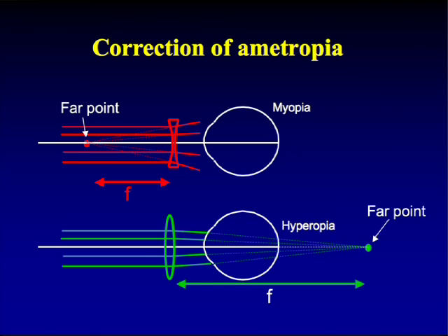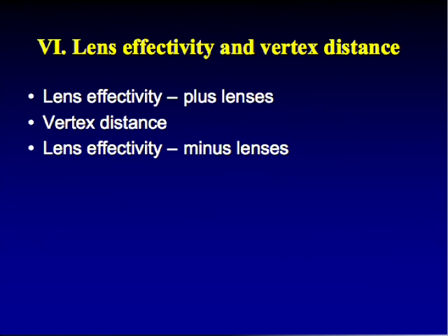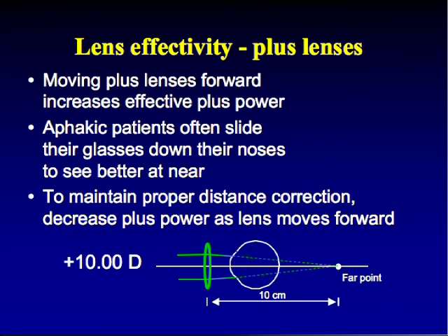The take-home message is that it's not just the power of the lens that matters, but it's the position of the lens in front of the face that matters when you're trying to correct refractive error. It's the power and it's the vertex distance. Both matter. So that's why we're going to talk next about lens effectivity and vertex distance of plus lenses and minus lenses.